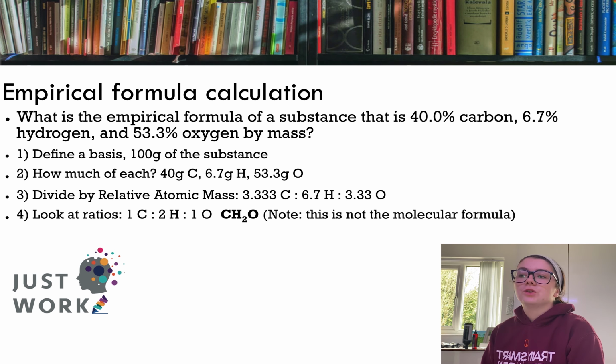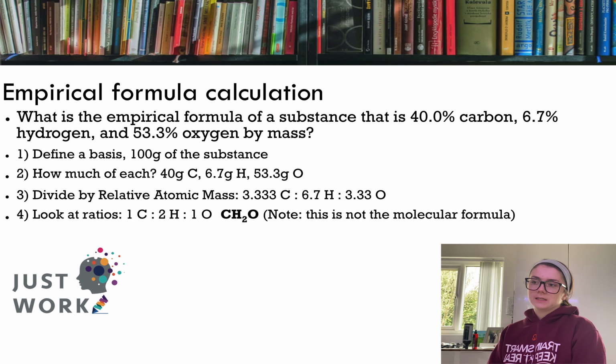So if we have the question, what is the empirical formula of a substance that is 40% carbon, 6.7% hydrogen, and 53.3% oxygen by mass? How do we calculate the empirical formula of that? So first of all, we need to define a basis. So if we have 100 grams of the substance, we know that we have 40 grams of carbon, 6.7 grams of hydrogen, and 53.3 grams of oxygen.